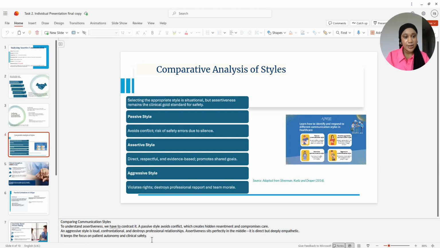Comparing communication styles. To understand assertiveness, we have to contrast it. A passive style avoids conflicts, which creates hidden resentments and compromises care. An aggressive style is loud, confrontational, and destroys professional relationships. Assertiveness sits perfectly in the middle. It is direct but deeply empathetic. It keeps the focus on patient autonomy and clinical safety. Next slide.